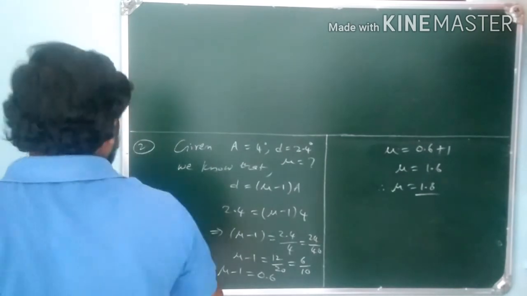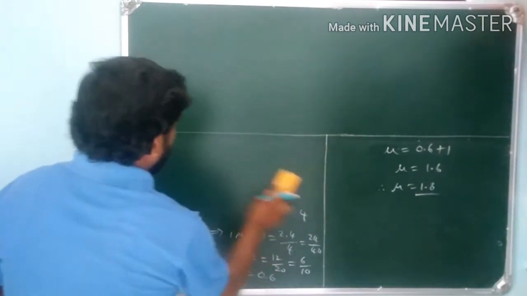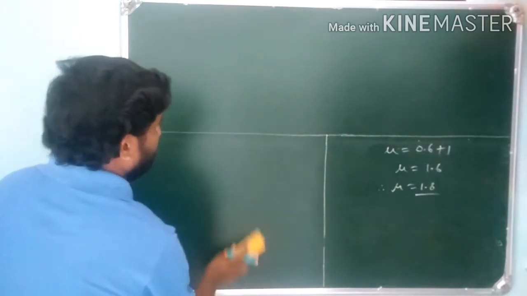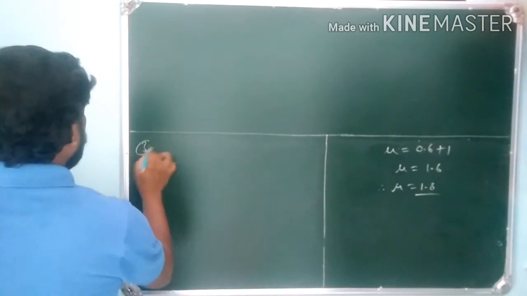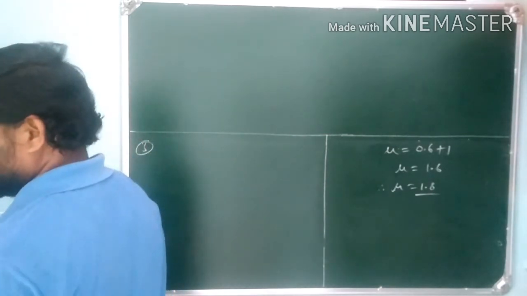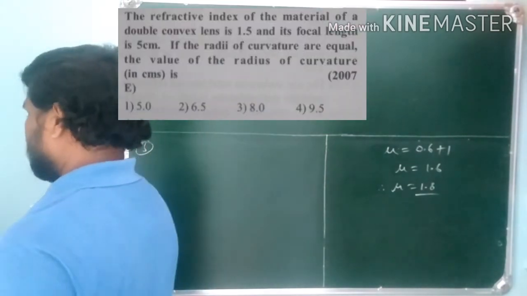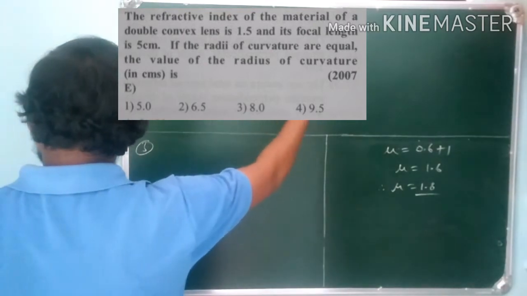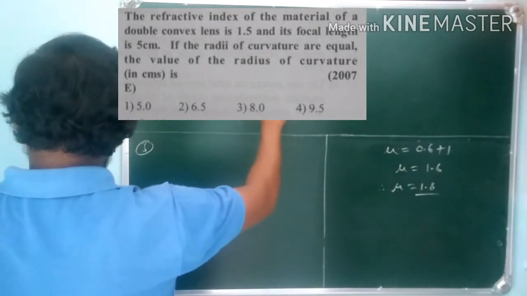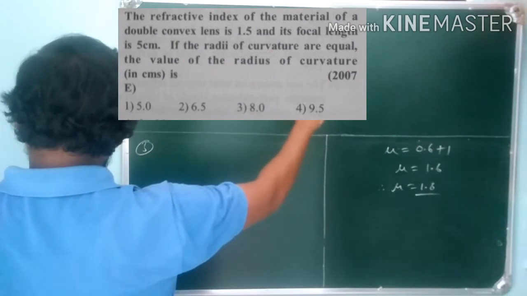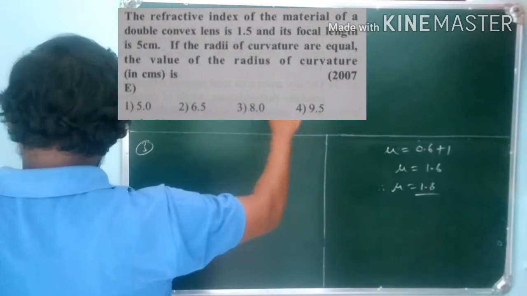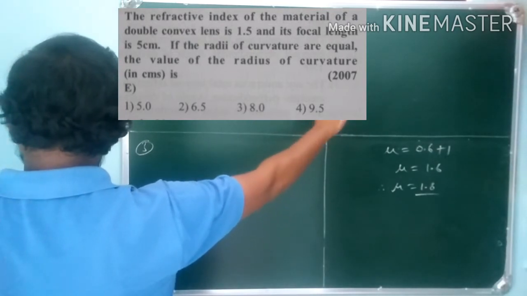Now, third problem. The problem is like this. The refractive index of the material of a double convex lens is 1.5 and its focal length is 5 centimeters. If the radii of curvature are equal, the value of the radius of curvature in centimeters is.